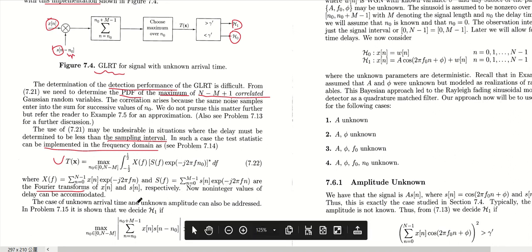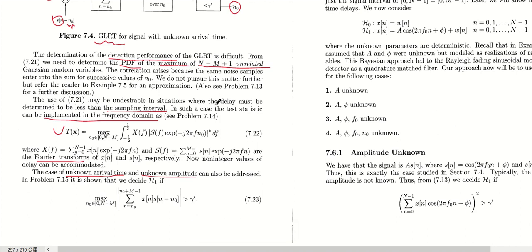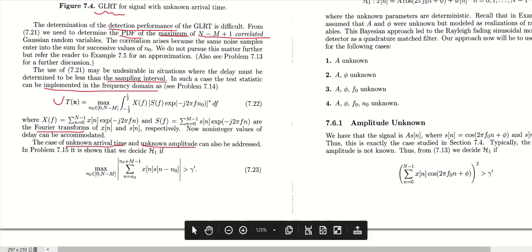The case of unknown arrival time and unknown amplitude can also be addressed. So it is shown here for unknown arrival time and unknown amplitude. Decide H1 if this is larger than gamma prime.